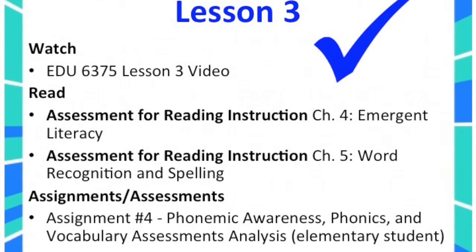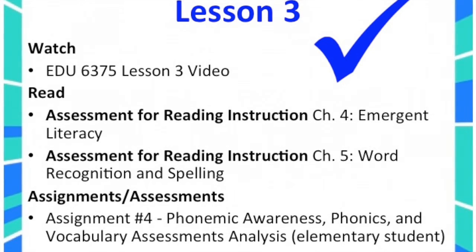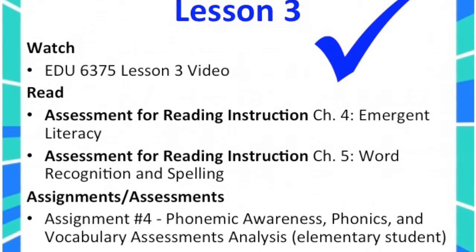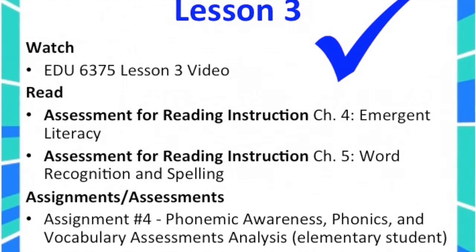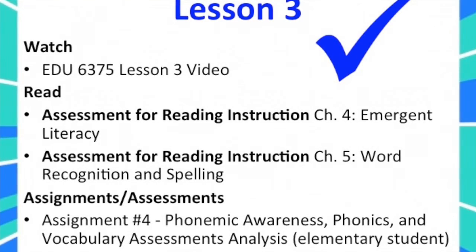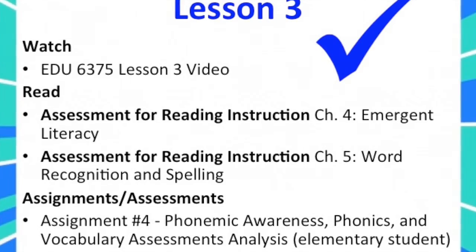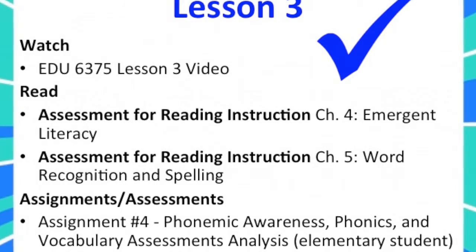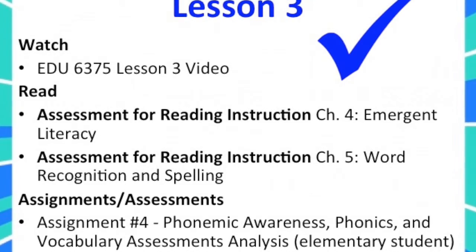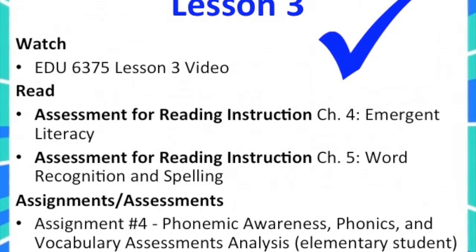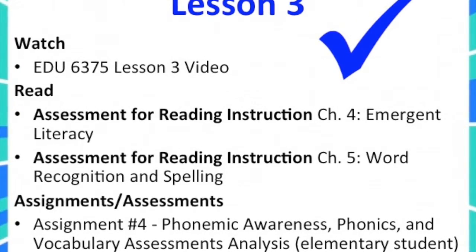So what do you need to do for Lesson 3? Watch this video, of course, and then there are 2 chapters to read in the Assessment for Reading Instruction text. One is on emergent literacy, one's on word recognition and spelling. And again, those 2 chapters give many, many examples of assessments for each of those areas. So your assignment then for this lesson is to work with one or both of your field experience students and give them at least one assessment that assesses any of those areas that we talked about.